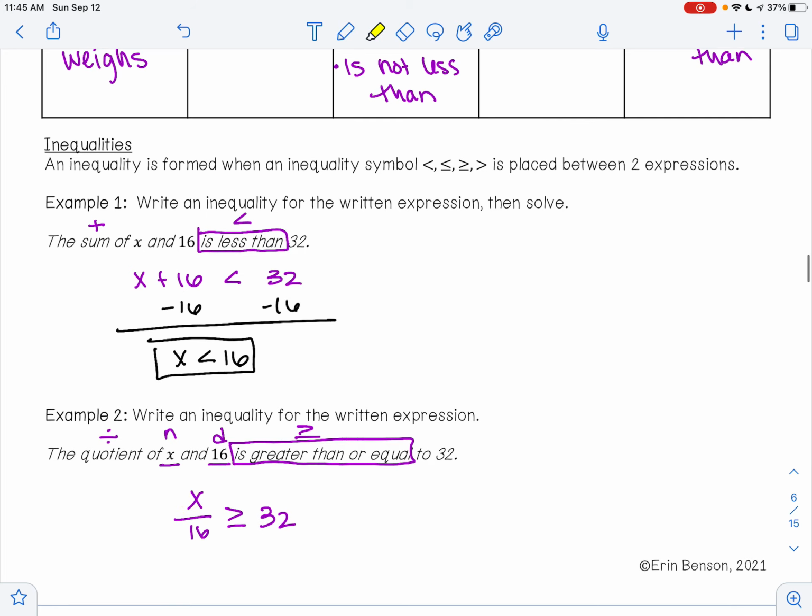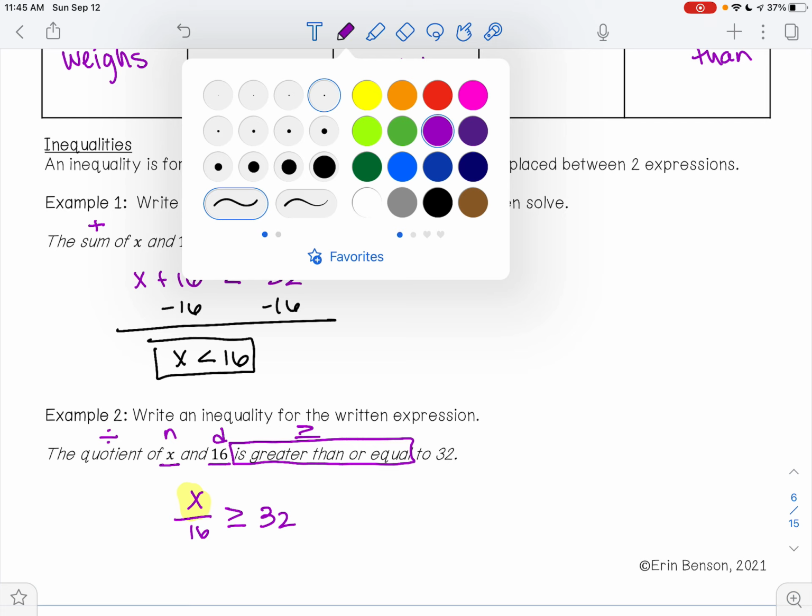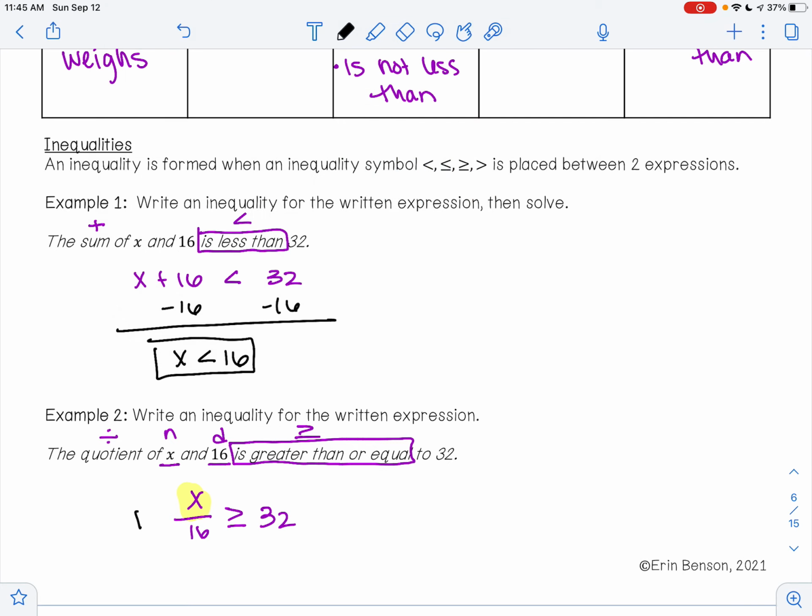I want to get x alone. X is being divided by 16. To undo division, I'll do multiplication. And that will give me x is greater than or equal to. And let's see if my calculator will turn on. There we go. 32 times 16 is 512. So this would be my solution set.